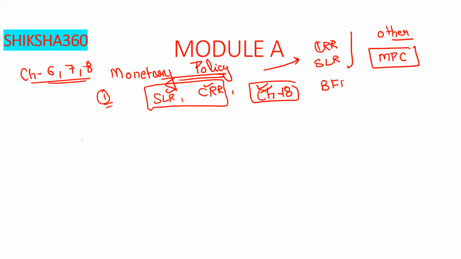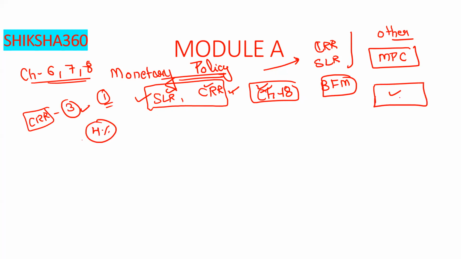We have already covered these topics in chapter number 18 of BFM: how to calculate CRR, or a case study on CRR, SLR. Like last year, they asked one case study on CRR, with 3 questions in it. In that concept, they say that 4% we have to maintain, so they will give some numerical values in the examination regarding that, which we have already covered in BFM, I think chapter 17 or 18.